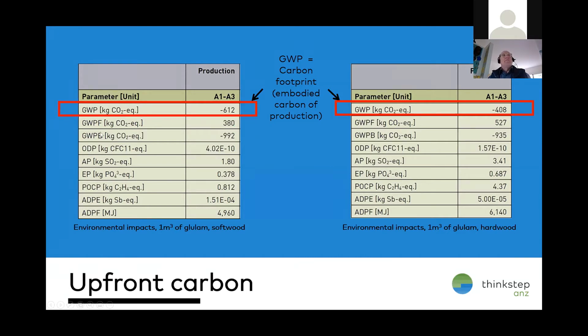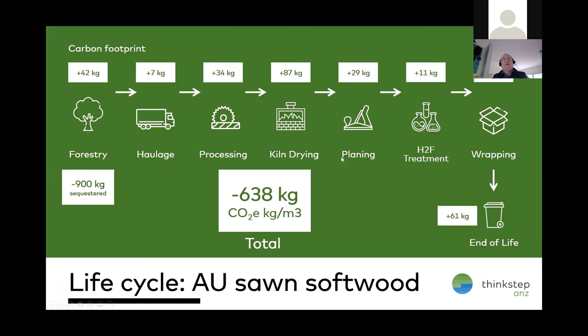The minus number here, biogenic carbon, documents the amount of CO2 that was absorbed by the tree during its long growing stage, and this total here is a function of those two. So, adding a positive number to a negative number, in the scheme of things for timber, we always end up with a negative number. So this is the softwood glulam. The number on the right here is the overall figure for hardwood glulam. So this breaks that down a bit.